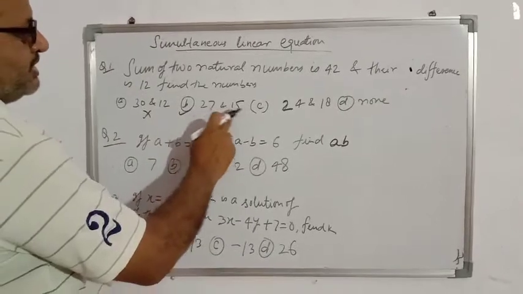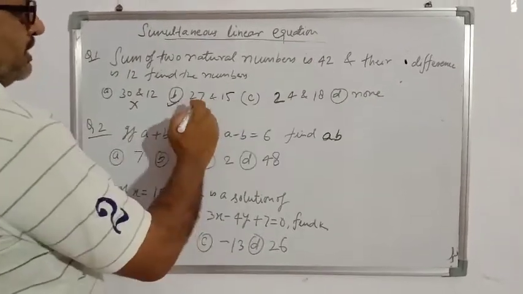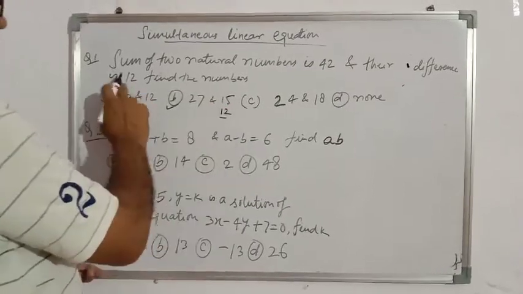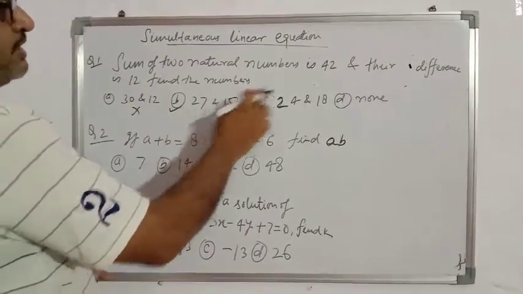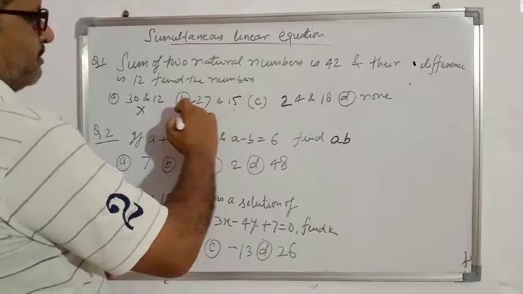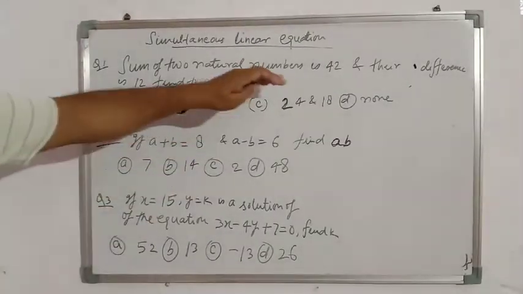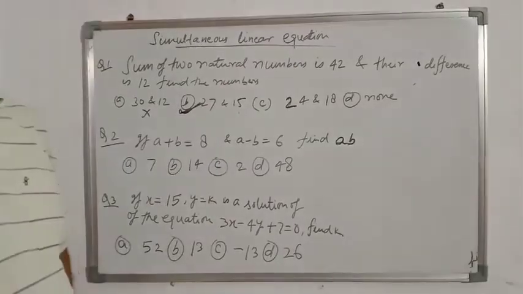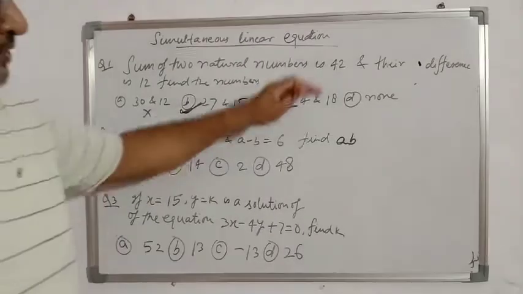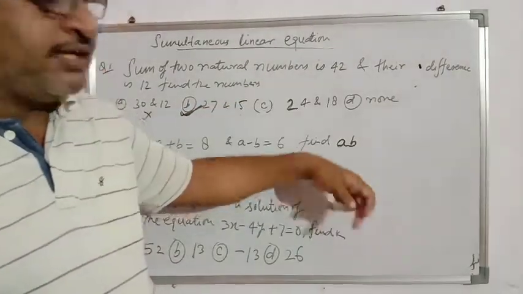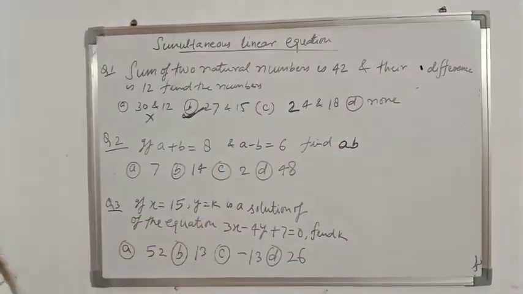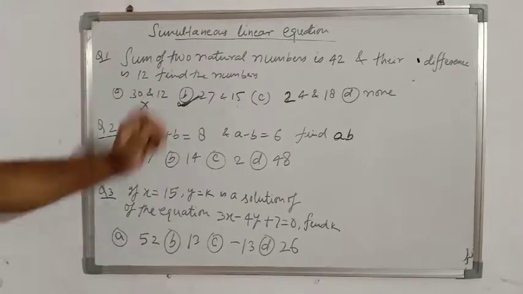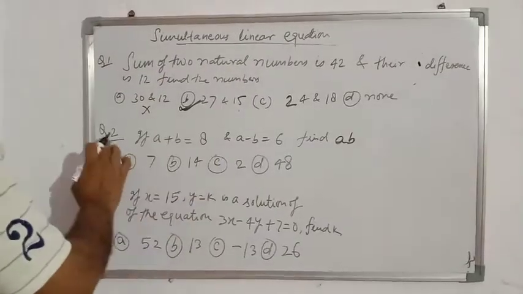See this one, 27 plus 15, 42. Check the difference. 27 minus 15 is 12. So the difference is 12 and the sum is 42. It means the second option is correct. So without solving, with the help of the options, you can tell the correct answer. If you solve it properly, it will take time and time is less. So I think it is clear to you. First question, how we will do. See the second one.